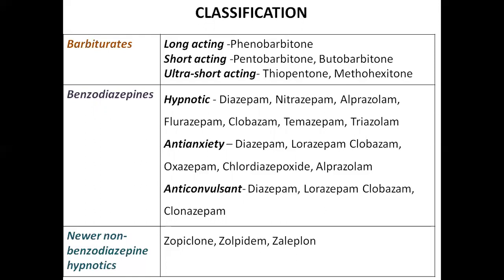We have barbiturates, benzodiazepines, and newer non-benzodiazepine hypnotics. Barbiturates consist of long-acting, short-acting, and ultra-short-acting drugs. In long-acting, we have phenobarbital. In short-acting, we have pentobarbital and butobarbital. And in ultra-short-acting, we have thiopentone and methohexitone.